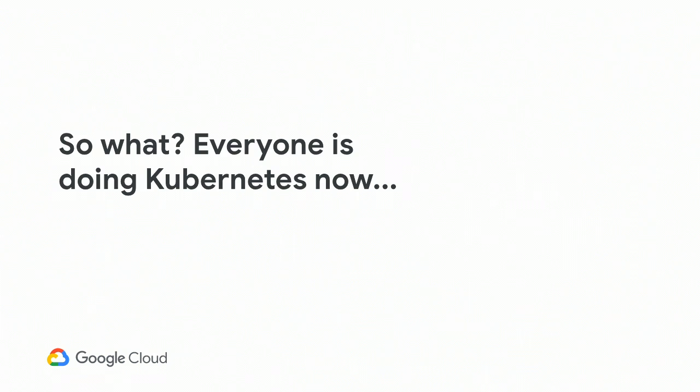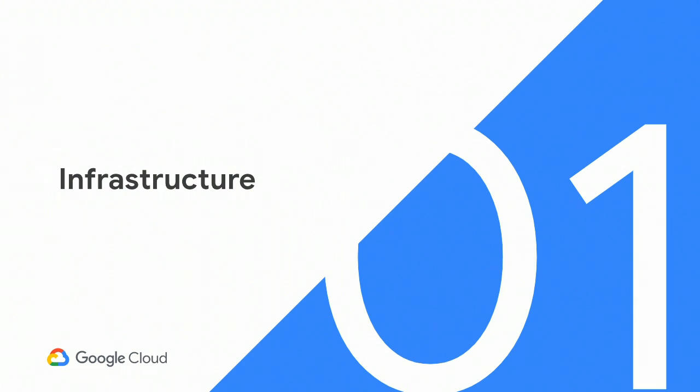But so what? Everyone is doing Kubernetes now, right? All the cloud providers have Kubernetes. Random mom and pop down the street has Kubernetes. As long as you pass the conformance tests, you have a Kubernetes, right? So what? Why is Google different?